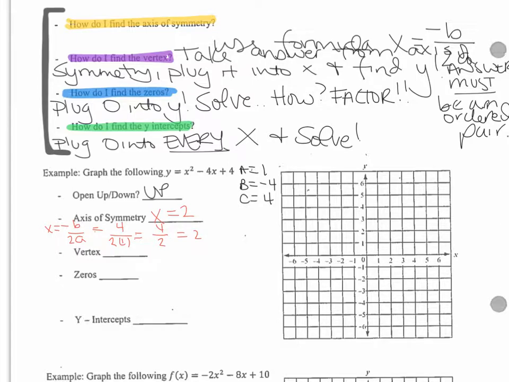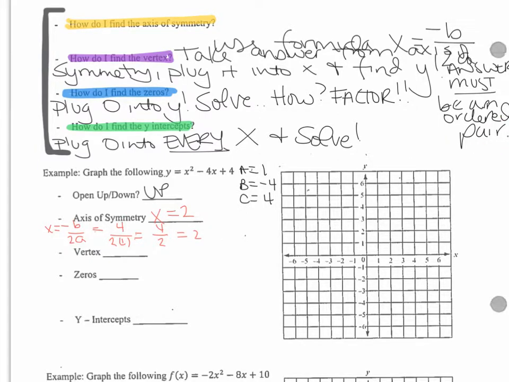Alright, so now I'm going to do the vertex. I've got to plug, what's it say? Plug the answer from the axis of symmetry into x to find y. The answer must be an ordered pair.